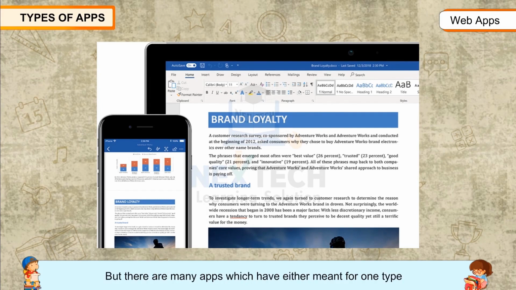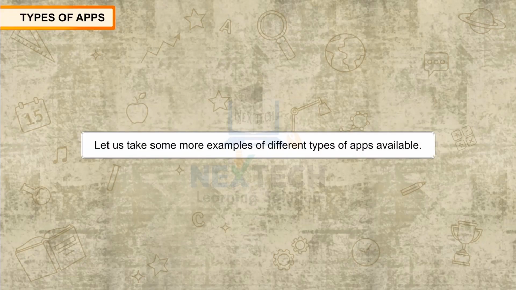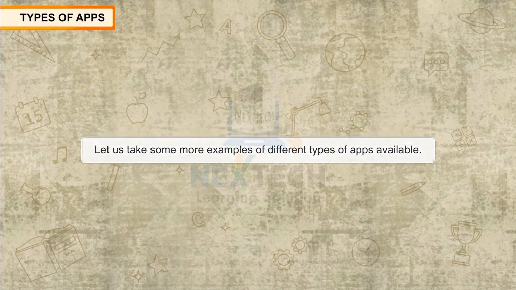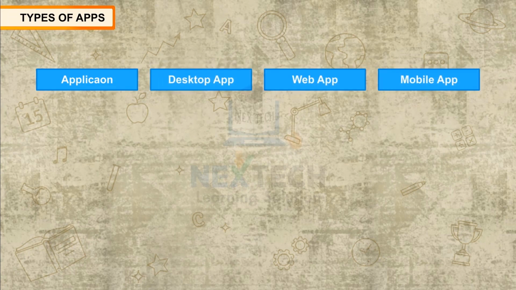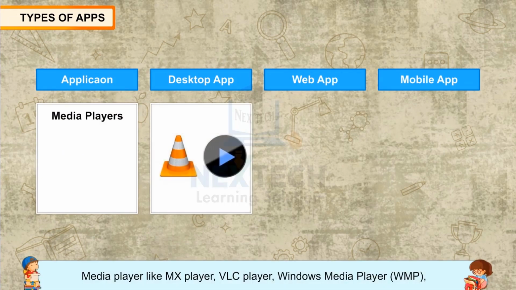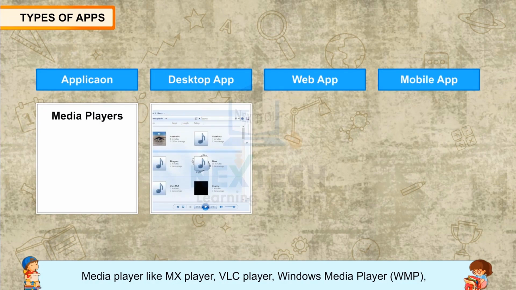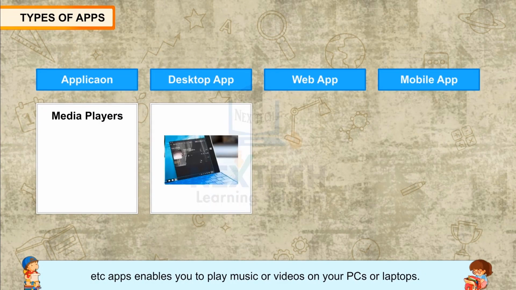Those two examples are of apps that exist in all three app forms. But there are many apps which are meant for only one type and do not support all the three forms. Let us take some more examples of different types of apps available. Application, desktop app, web app, mobile app. Media players. Media players like MX player, VLC player, Windows Media Player, etc. enable you to play music or videos on your PCs or laptops.